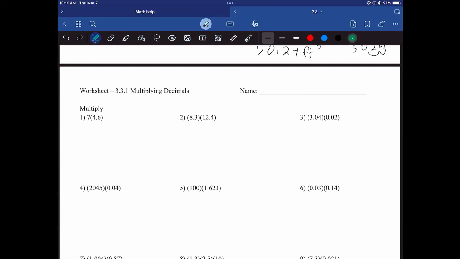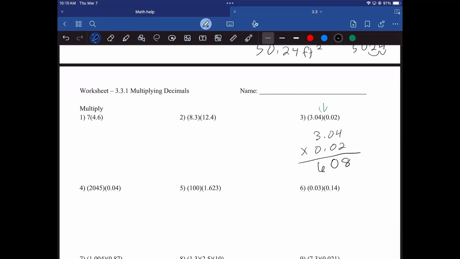All right, so let's do some of the homework. Remember, when we have parentheses bump up against each other, it's like bunnies, they multiply. So here we have 3.04 times 0.02. 2 times 4 gives me 8. 2 times 0 gives me 0. 2 times 3 gives me 6.